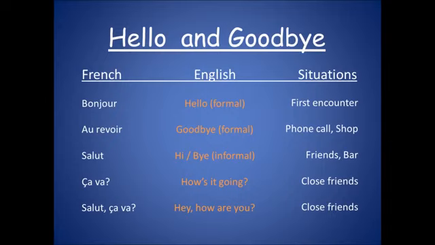As I say, situation-wise, that's useful for friends and in a bar. Ça va? So that's more sort of how's it going? It's also how are you, but it's more how's it going. It's again quite informal. If you were saying that kind of thing to somebody that you didn't know, there are different ways of saying it.